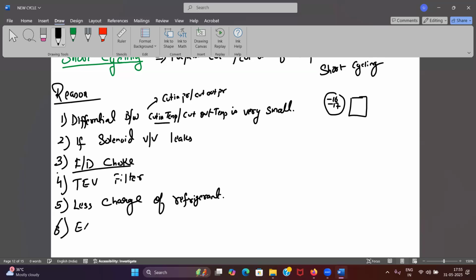Expansion valve is not properly adjusted. It is also rare because normally we are not adjusting it. Without the chief engineer's permission, nobody should touch that expansion valve. Even chief engineers will not touch them, they will just say to change it. That means superheat is not adjusted properly.